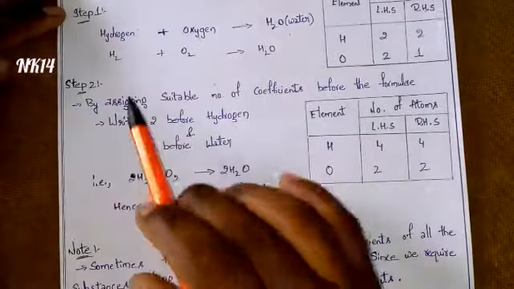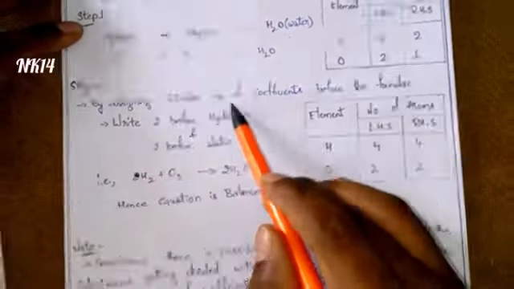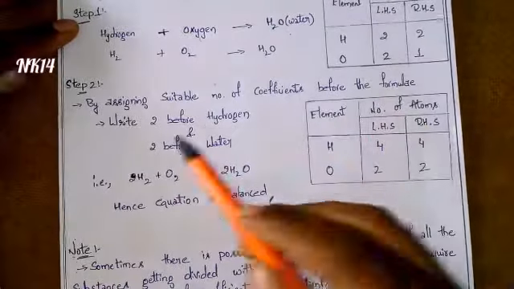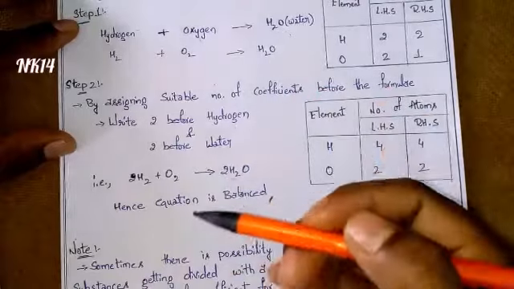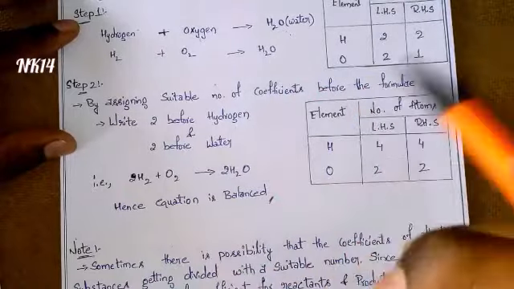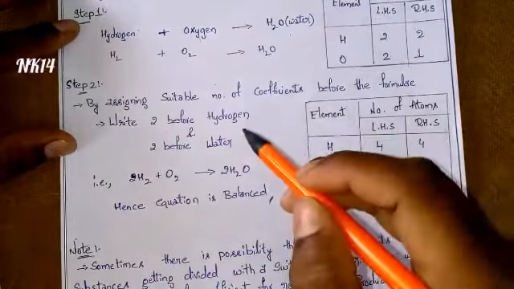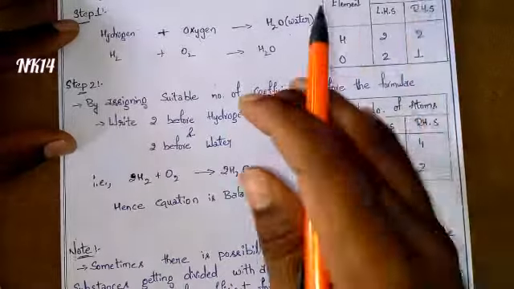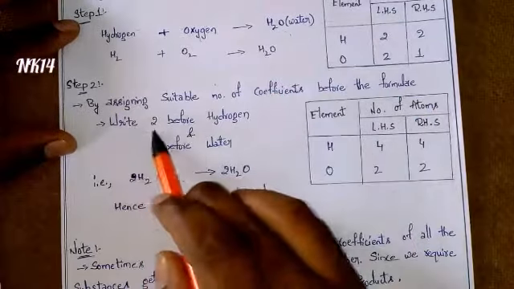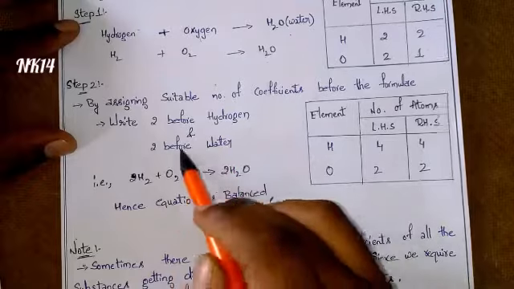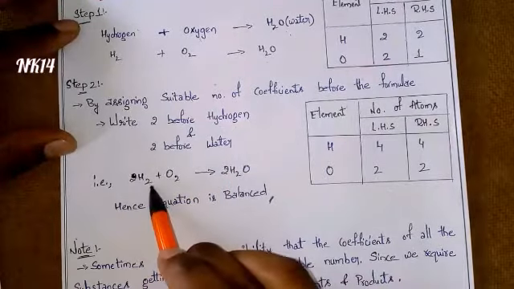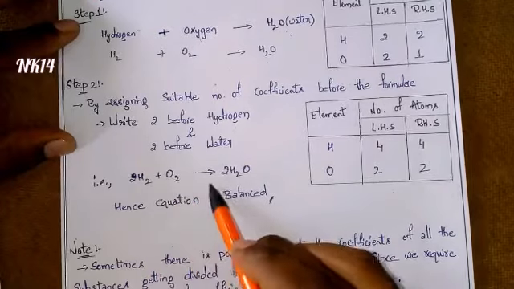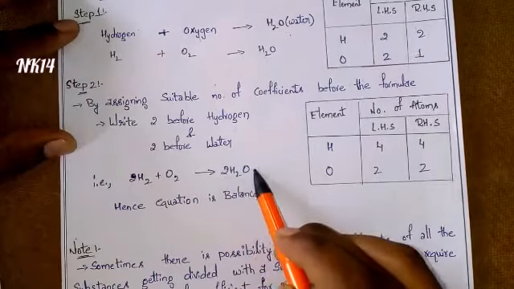Step 2, by assigning a suitable number of coefficients before the formula. Previously we have seen subscripts. Now if you assign the number of coefficients before the formula, then we can balance the equation. For that, simply write 2 before hydrogen and 2 before water. So how to write this here? That is 2 H2 plus O2 gives 2 H2O.